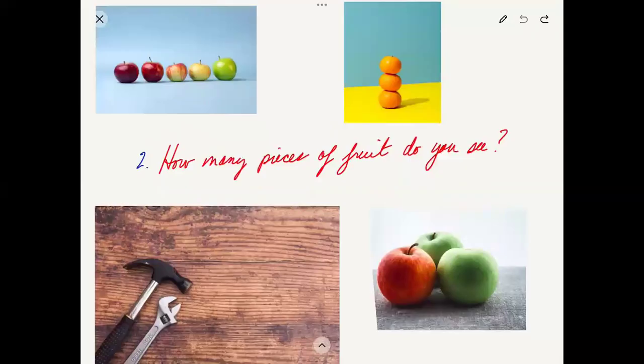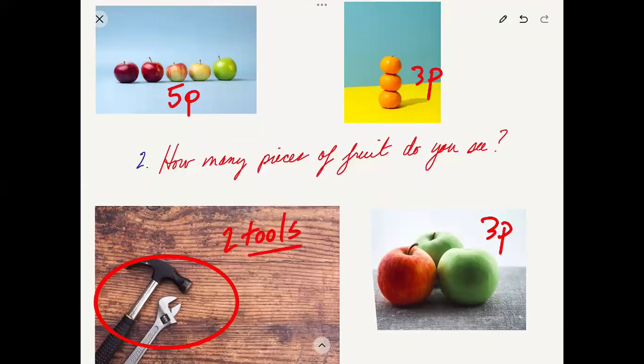Here's the final example. Again, if I were to say, how many pieces of fruit do you see? There's 5 here, there's 3 here, and there's 3 here. What about this? How come you didn't include those? Because they're not fruit. This would be, let's say, 2 tools. So the unit of measurement is tools. It's not fruit. So we would say, oh, there's 11 pieces of fruit here. And the reason that we would use these is that they all have the same unit of measurement. I hope that makes sense.